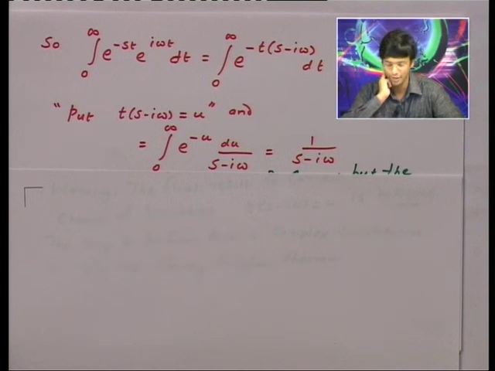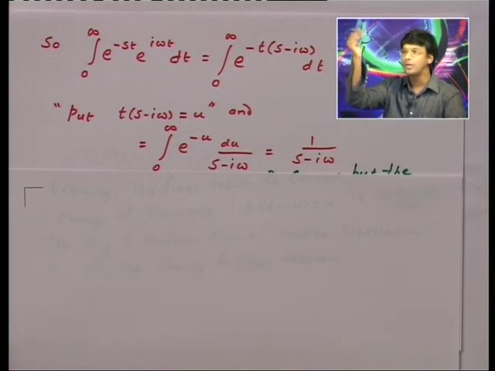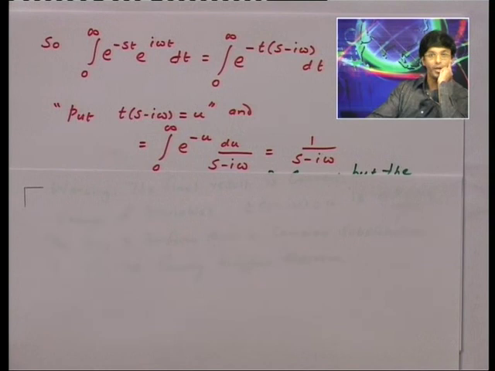T into s minus I omega is u, s minus I omega is a constant. So dt will be equal to du by s minus I omega. So put it in, and what do you get? 1 over s minus I omega. The other piece will give you 1 over s plus I omega. Combine the two, you get s over s squared plus omega squared as a Laplace transform of cosine of omega t. Now you will say that this is much easier than repeated integration by parts.